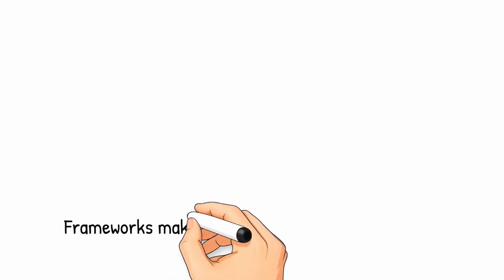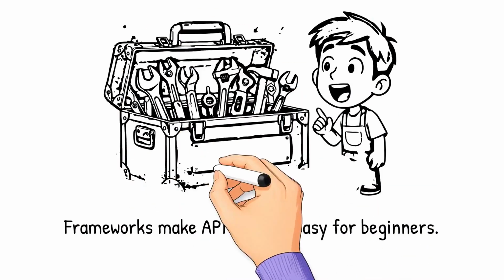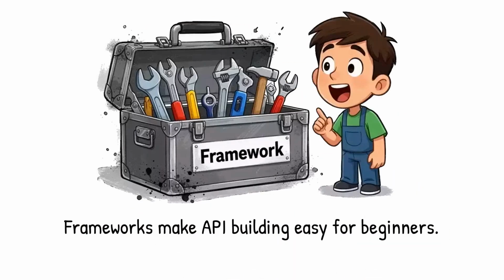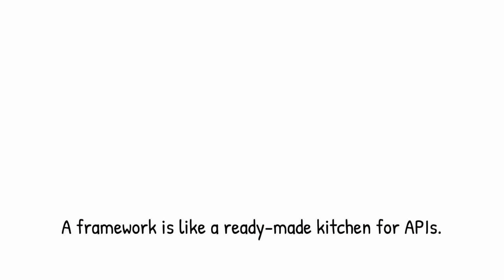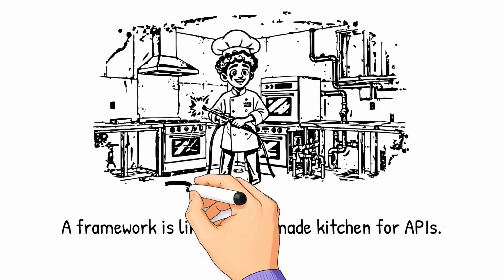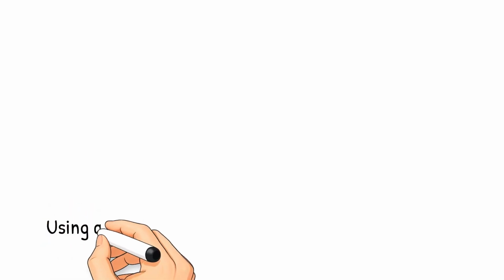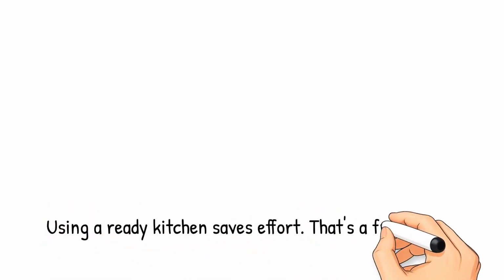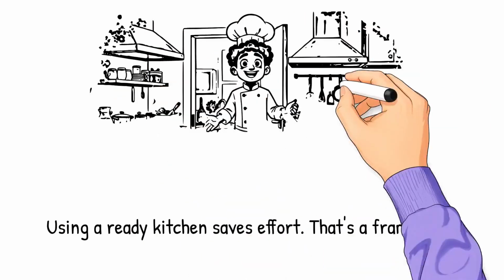Now the second ingredient, and this is the one that changes everything for a beginner, the framework. The word sounds intimidating, but the idea is beautiful. Let me give you a picture. Imagine you want to open a restaurant. You could build everything from scratch, weld your own oven, install the plumbing, wire the electricity, construct the sink. That would take you years, and you haven't even cooked a single meal yet. Or you could rent a kitchen that's already fully built, with the oven, stove, and sink all ready to go. You just walk in and start cooking.